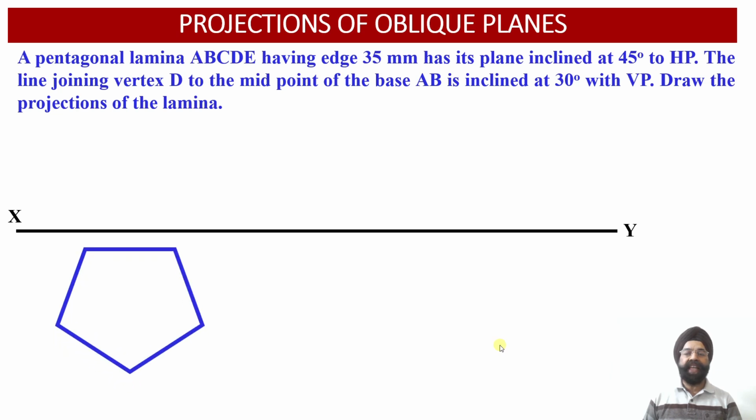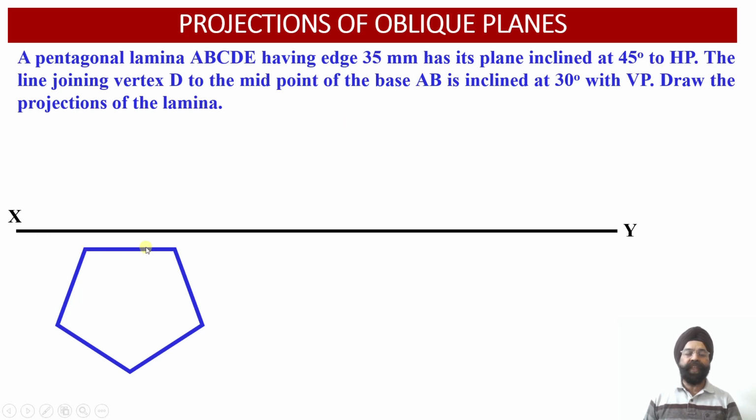Now, to begin with, as we have discussed, the first angle of inclination of the plane or surface of the lamina is with respect to the horizontal plane. So to begin with, we are going to assume that this pentagonal lamina will be resting on the ground, or on the horizontal plane.